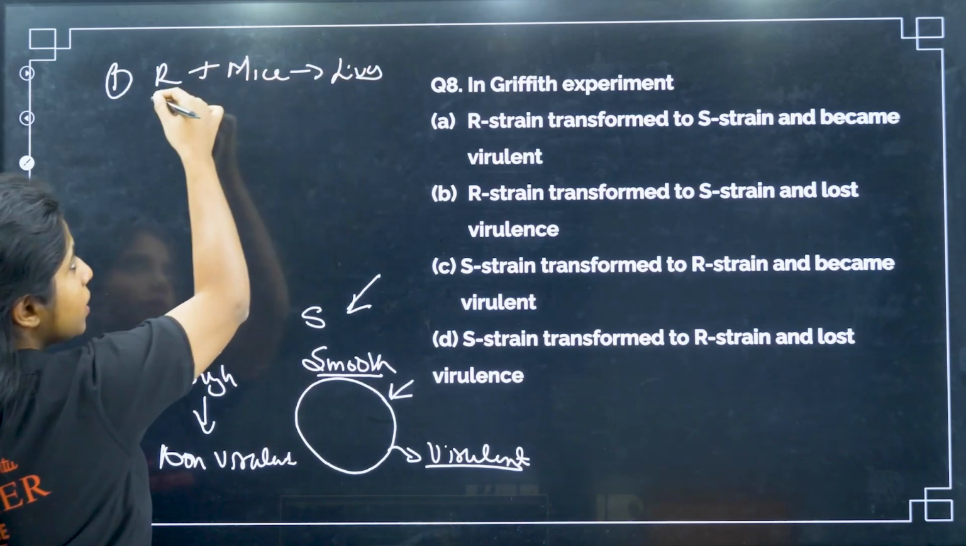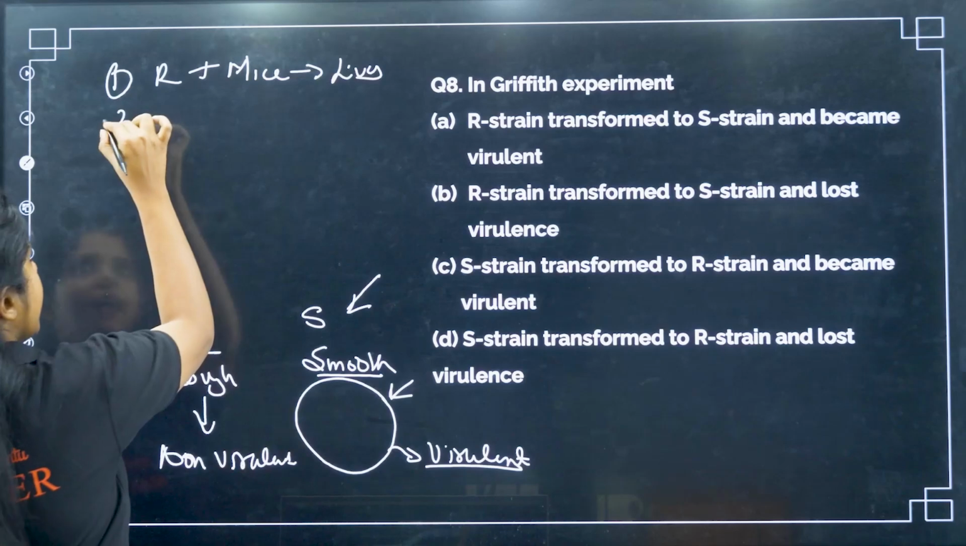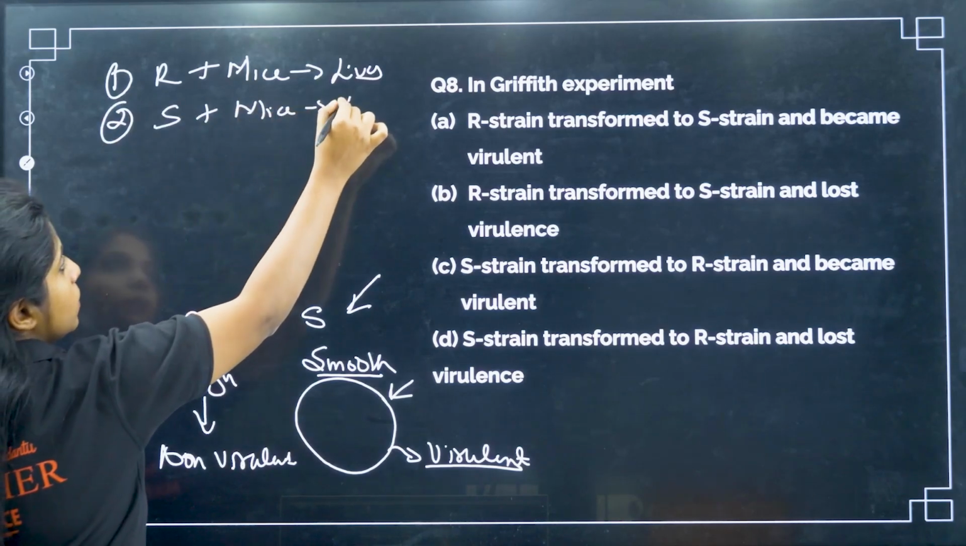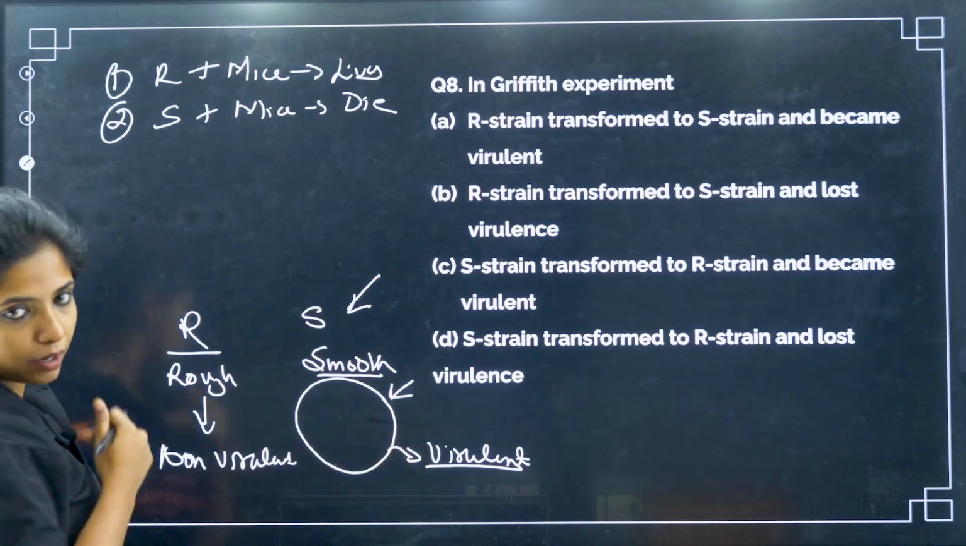The mice does not die because it is not going to cause any trouble. I'm going to put the S strain plus the mice. What will happen? The mice will die because S strain is a virulent form.